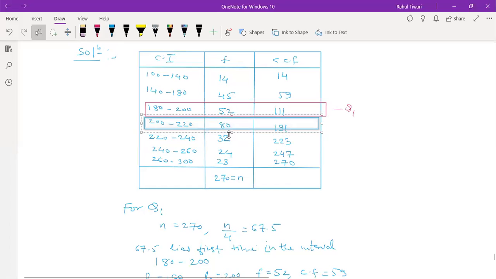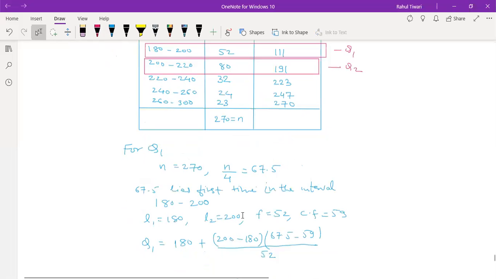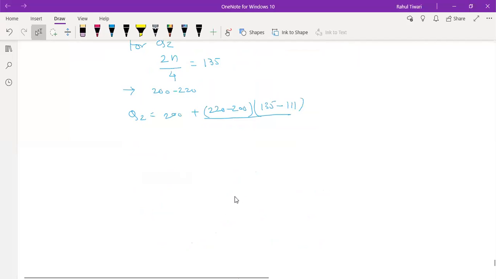Maybe this one. So you may get the Q2 value from here, right? So CF will be now 111. Once CF is 111, substitute here and divide by F. So how much is F going to be? Just a minute, let me see. F is 80. So if you simplify this, you may get the Q2 answer 206. Is that correct?